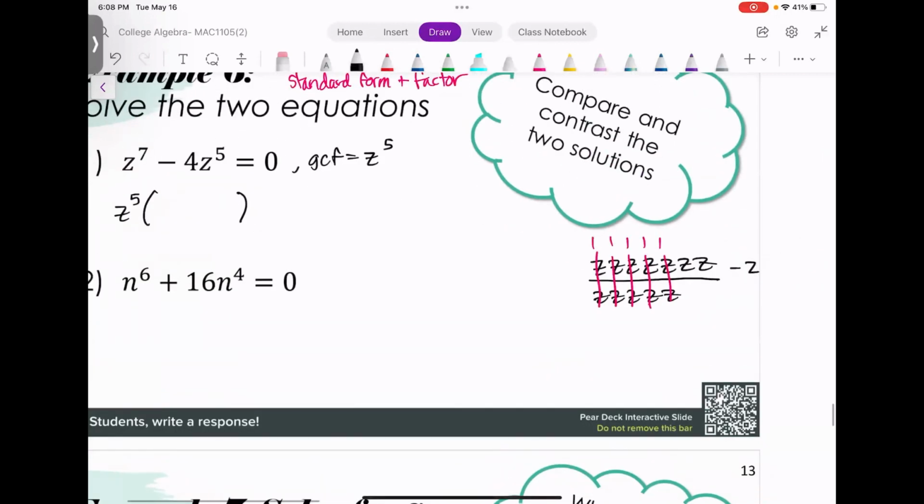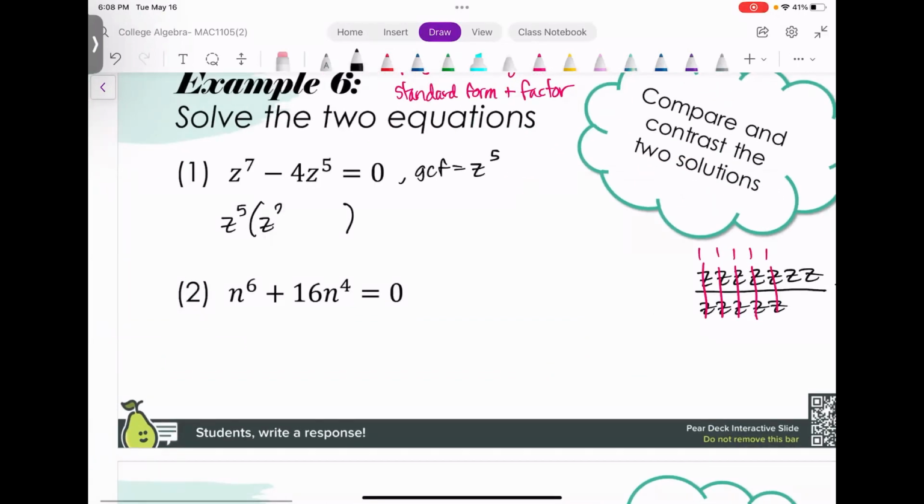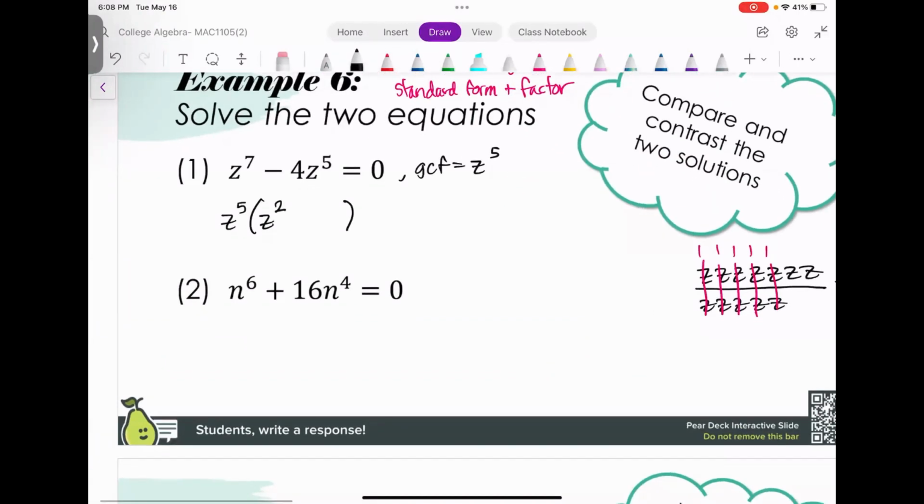I just want to make sure you guys know this and can follow along. When I divide minus 4z to the power of 5 by z to the power of 5, I just get minus 4. And this equals 0. So I have here 2 factors that multiply together to be 0. So I'm going to solve for what makes each factor equal to 0 all by itself. If z to the power of 5 is 0, the only number I can multiply by itself 5 times in a row and equal 0 is 0.